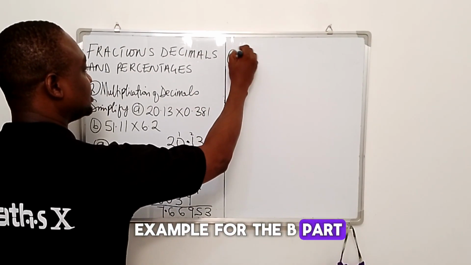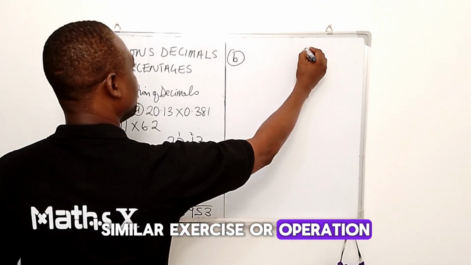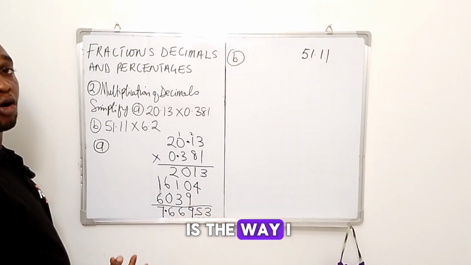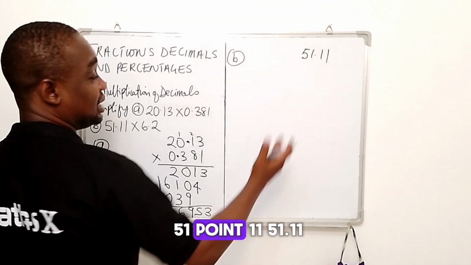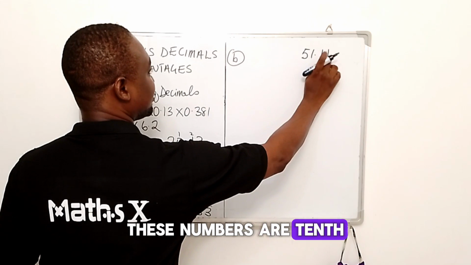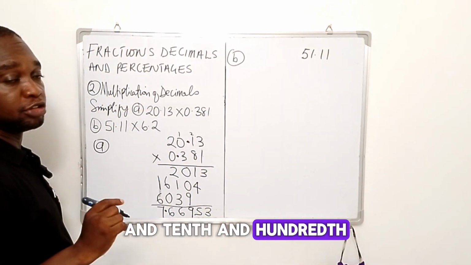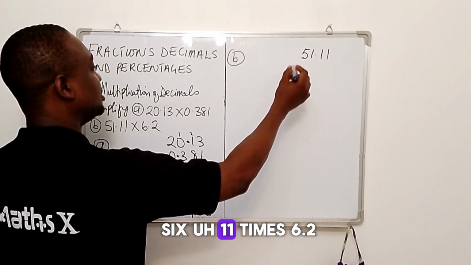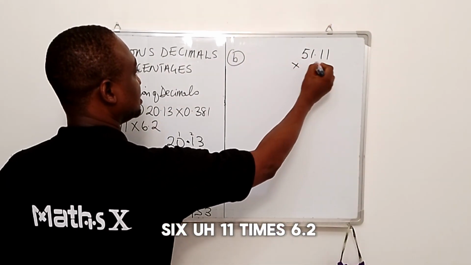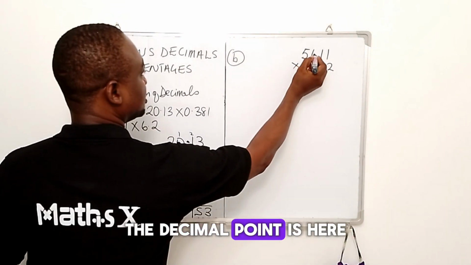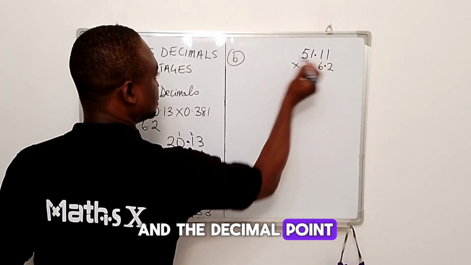For the B part, similar exercise or operation, we have 51.11. Notice the way I called it. I didn't call it 51.11, 51.11. These numbers are tenths and hundredths. So you don't call it that. 11 times 6.2. The decimal point is here and the decimal point is here.